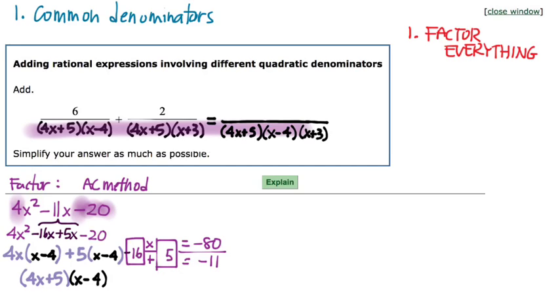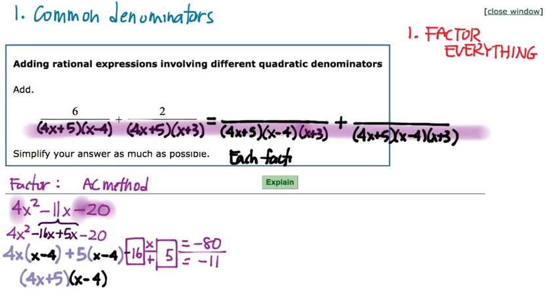So my common denominator that I can use just takes the minimal set of common factors among the denominators of the factors that we originally had. And we're going to use that as our common denominator for both of these. 4x plus 5, x minus 4, x plus 3. So each factor appearing only once. And now the question is, how do we find the numerators?